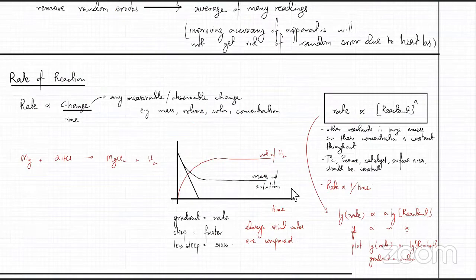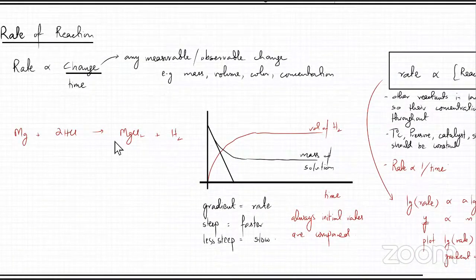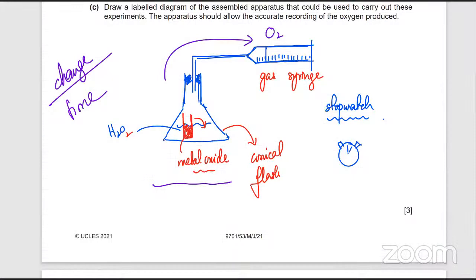ठीक है. जैसे ये रिएक्शन ही Mg plus HCl. So what can you do? You can measure the volume of H2 gas. So H2 gas will be increasing, right? So measure the gradient, that is rate. Or you can measure the mass of the solution. H2 gas is leaving, so the mass of the solution decreases. So you can measure the gradient and that will be the rate of reaction. ठीक है. ठीक है.